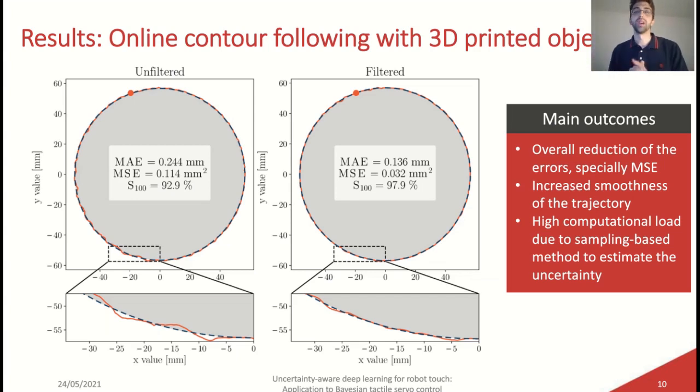And about the online contour following, these are the results of the experiments with the robotic arm, and here we can see that the filtered approach was able to reduce the error of the trajectory and was also able to achieve a smoother trajectory as a consequence. And as expected, due to the sampling-based methods to estimate the uncertainty, the computational load was also increased.